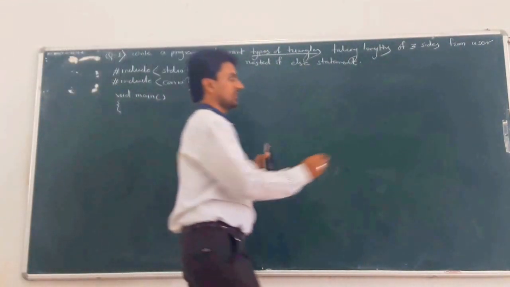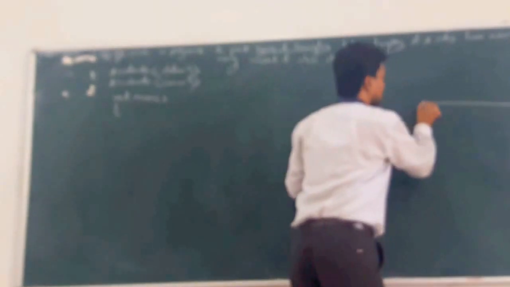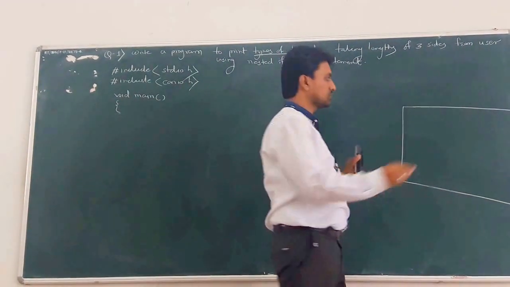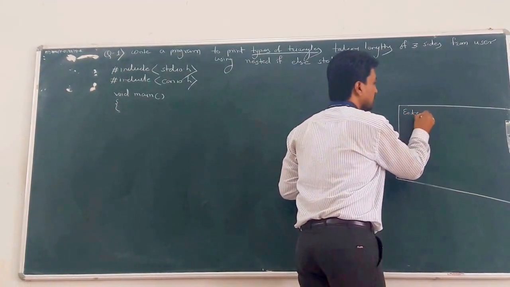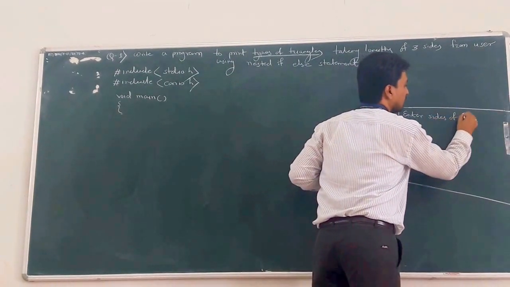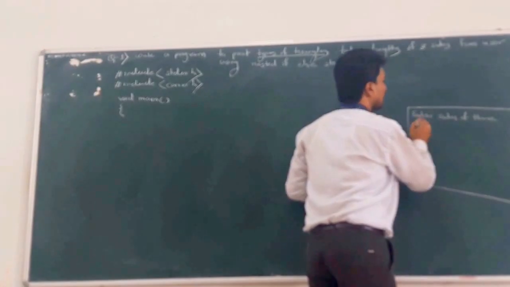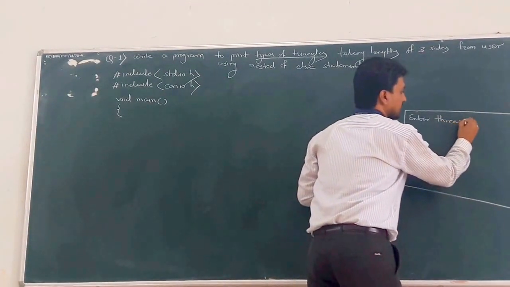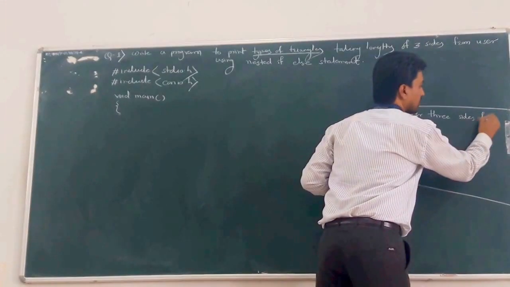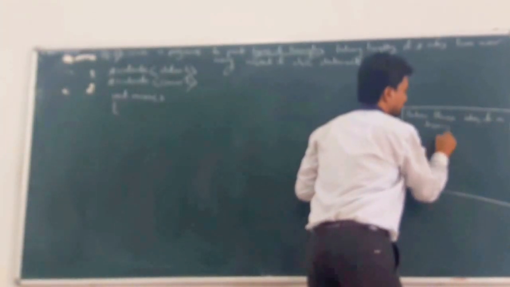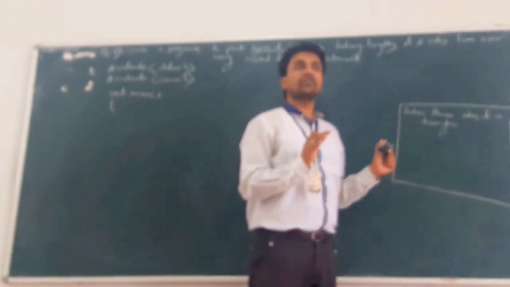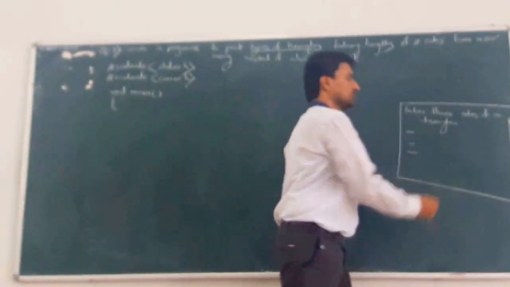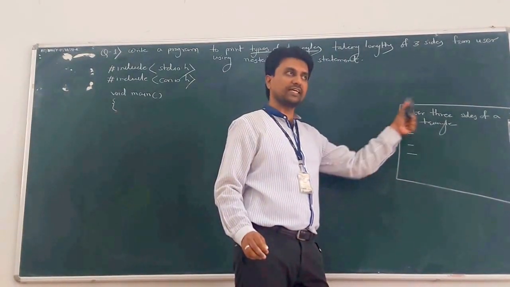So what is the message on the console, or what is the output on the console? First write the output screen, how the output looks. First is the message: enter three sides of a triangle. Next, the cursor blinks three times for taking values from the user. So the user enters three values, that is, the sides of that particular triangle.